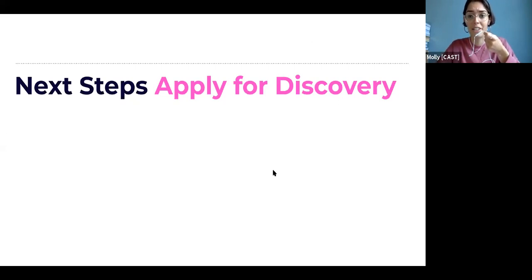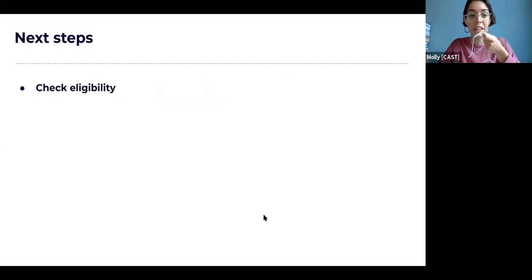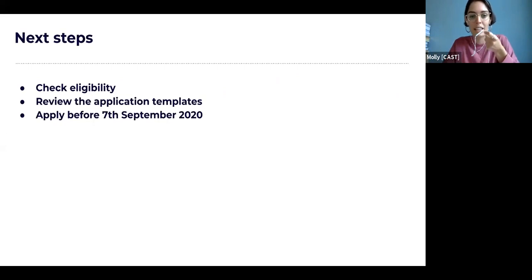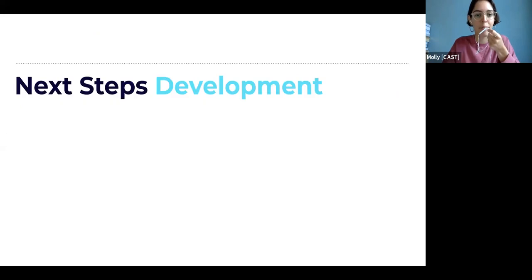So the next step really is to apply for Discovery. Do check your eligibility. It's called a support assessment, as I've now remembered. So thank you, David, for sharing that. David sent the link to that in the chat. Review the application templates. These are now up on the website, so you might not have seen them. We put them up last week. And apply. The deadline is the 7th of September, so you need to apply before then.